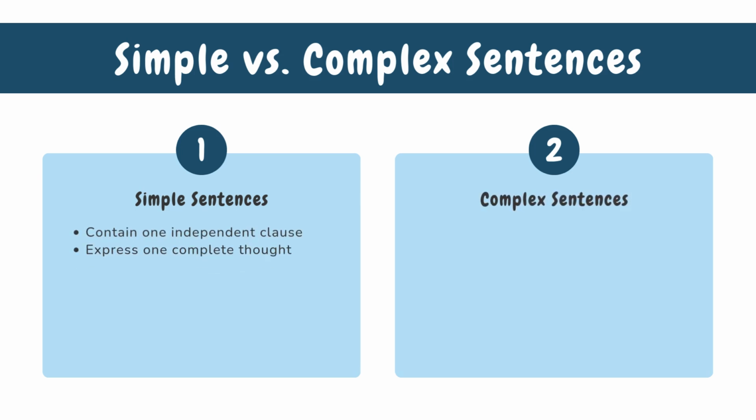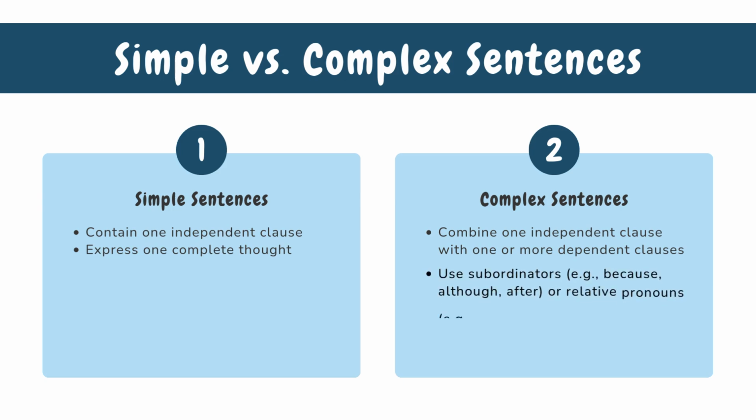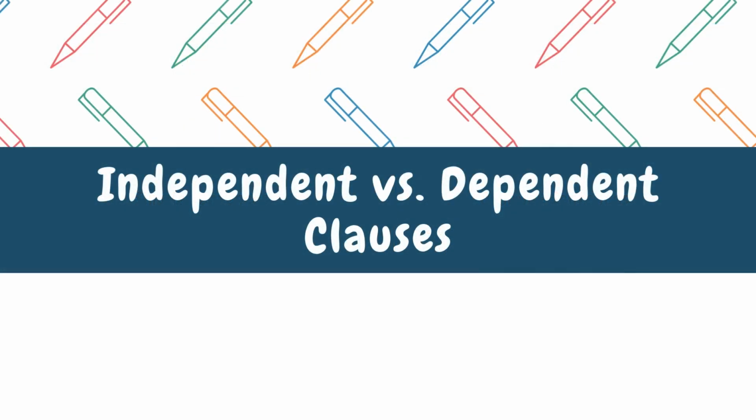On the other hand, a complex sentence combines one independent clause with one or more dependent clauses. We see the use of subordinators or relative pronouns. With complex sentences, we add more detail to a sentence, which makes it more engaging. Now let's talk about what independent and dependent clauses are.